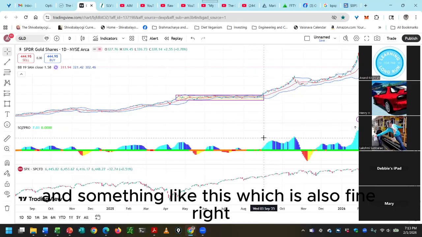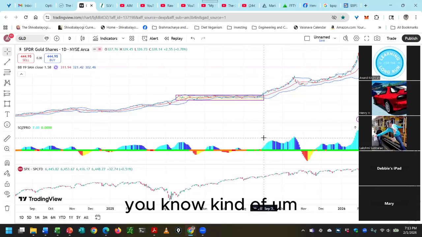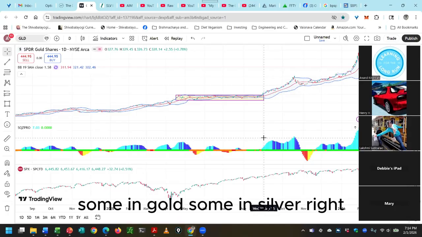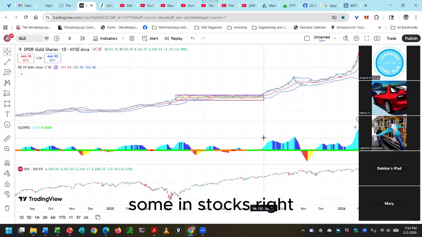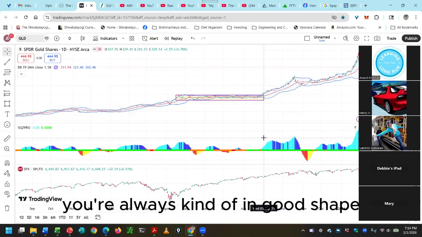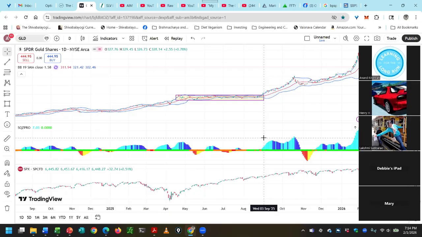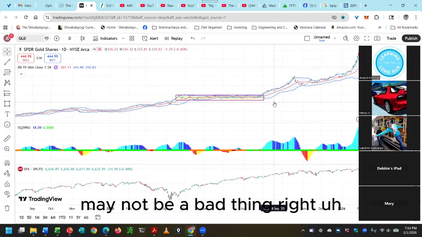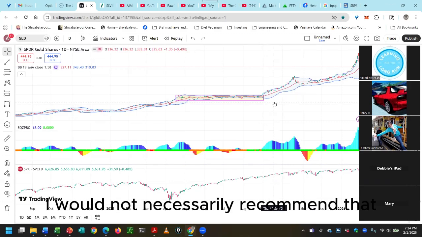In something like this, which is also fine, right? That's also a great way to lower your risk, right? Like diversify, in terms of diversification of asset classes. So some in your house, some in gold, some in silver, some in stocks, so you're always kind of in good shape. If you're investing in, say, silver or gold, having your money tied up for a while may not be a bad thing. If you need it for something, I would not necessarily recommend that.